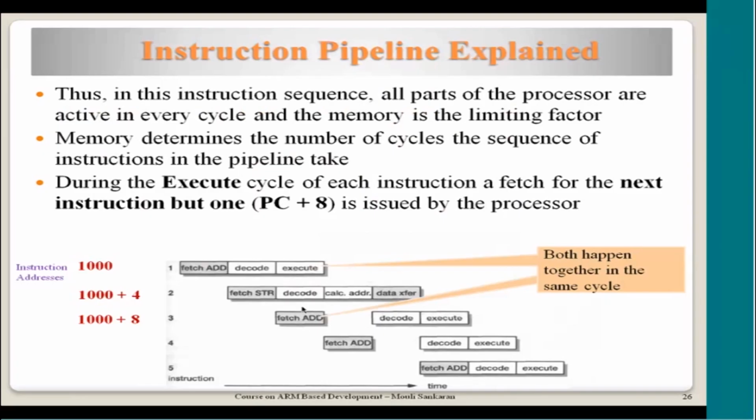Now what does it mean? During this execution time, R15, that is the PC value, will not be pointing at the instruction which is getting executed. It will be pointing at the instruction after next. That means not even the next instruction, but the next to next will be the value of R15. It is pointing at this instruction.